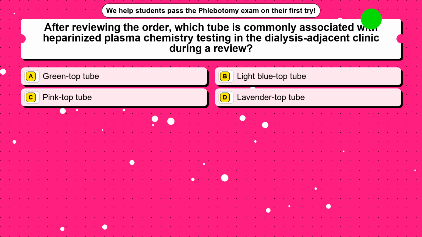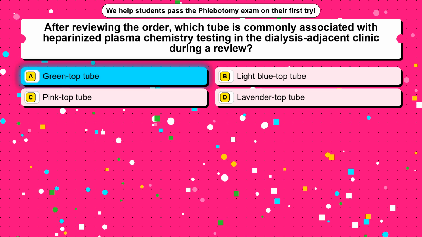Question 48. After reviewing the order, which tube is commonly associated with heparinized plasma chemistry testing in the dialysis adjacent clinic during a review? Option A, green top tube. Option B, light blue top tube. Option C, pink top tube. Option D, lavender top tube. The correct answer is option A.